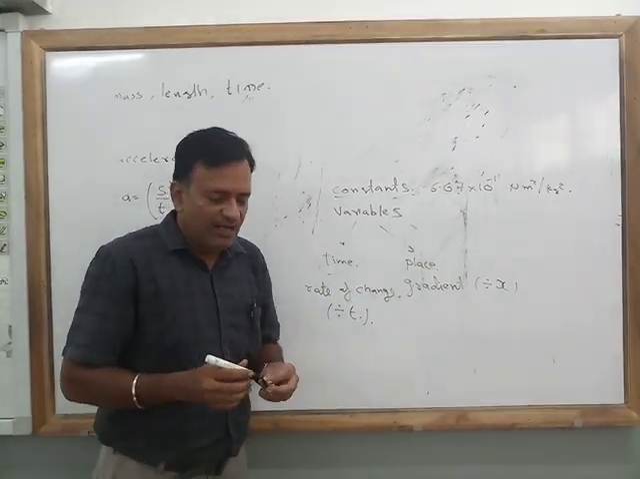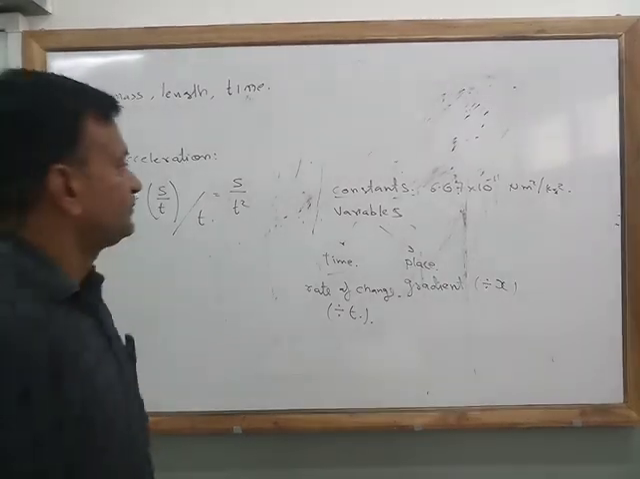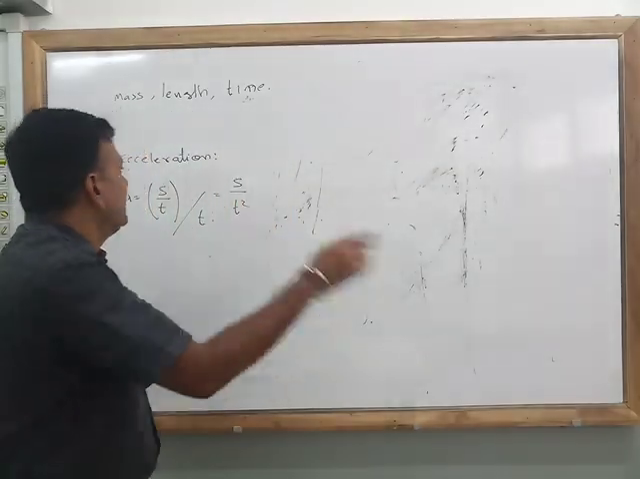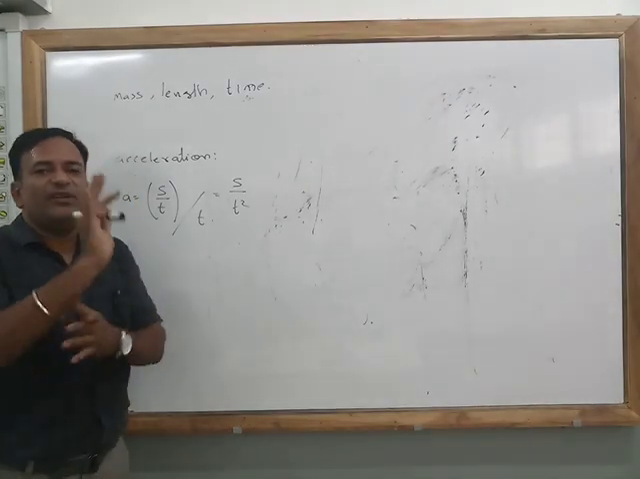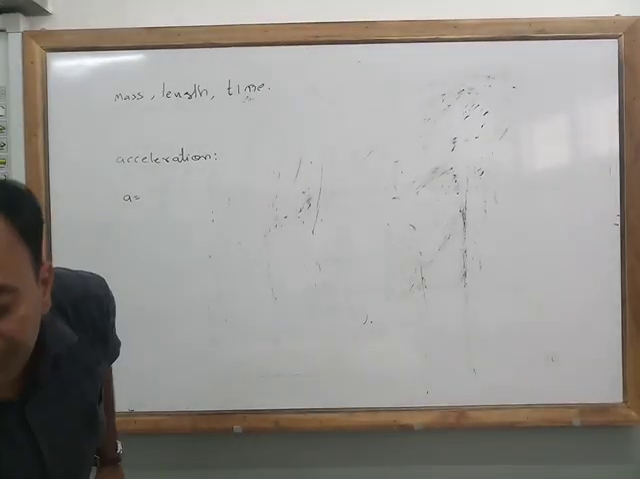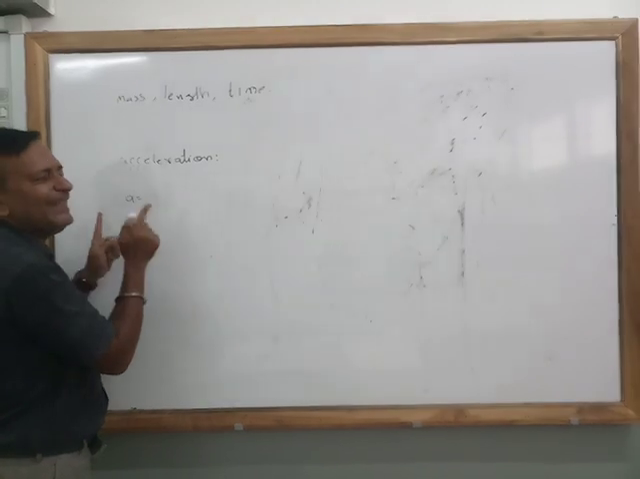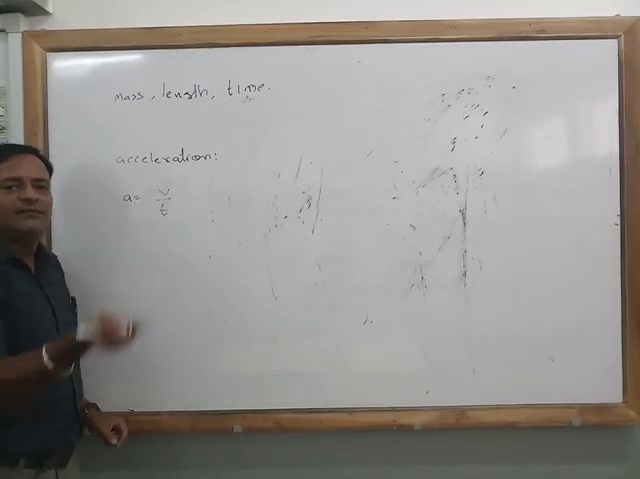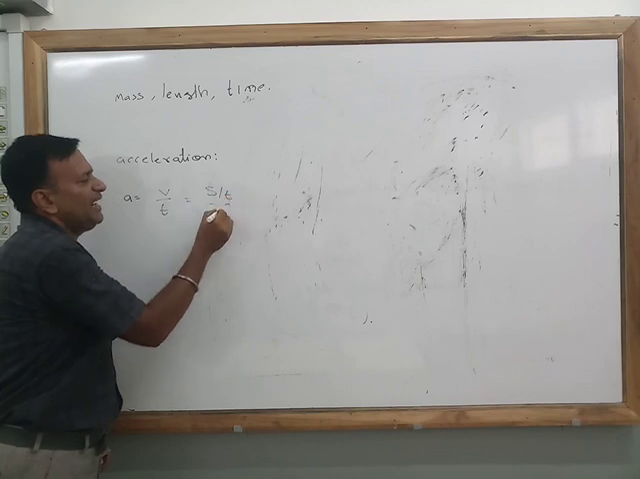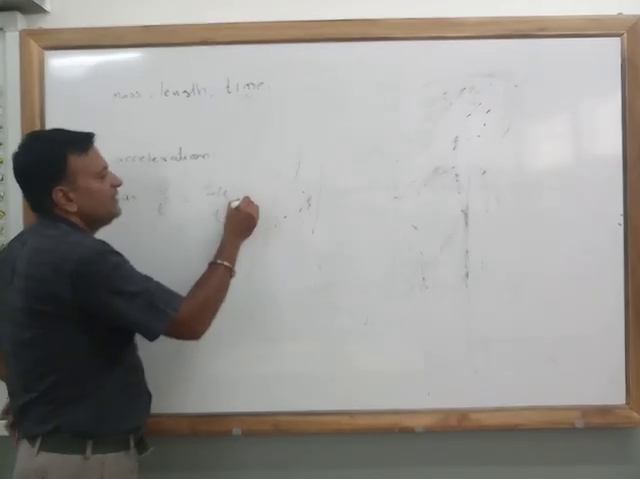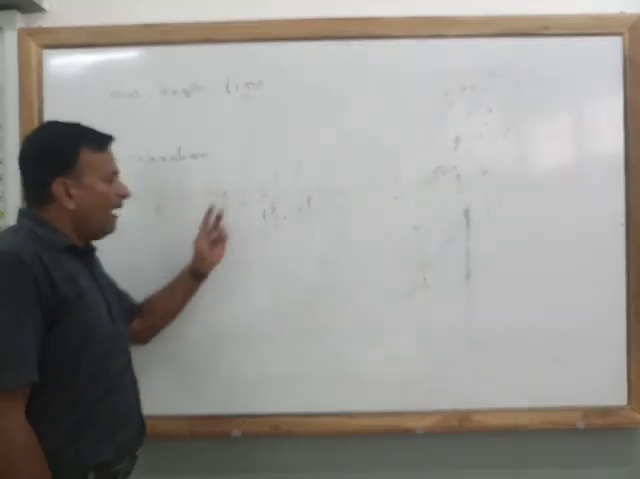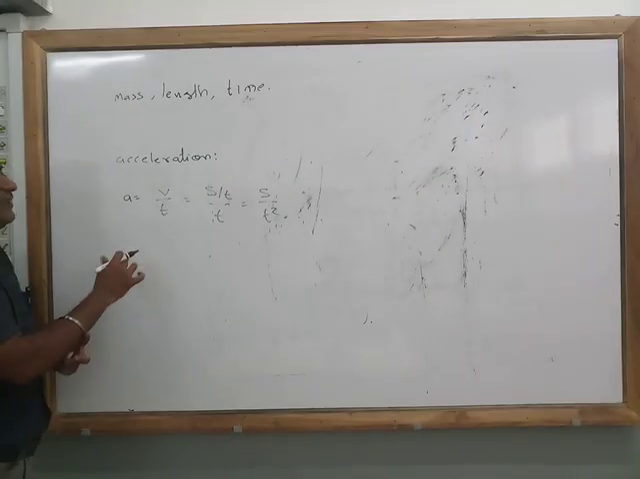Now, let us come back to our acceleration. Acceleration means rate of change of velocity. Let me write it in some other manner. Rate of change of velocity means velocity divided by time. And velocity is again distance upon time, divided by time. So what is this? Distance upon the square of time. Now, how to get the dimensions of acceleration? It's very easy now.